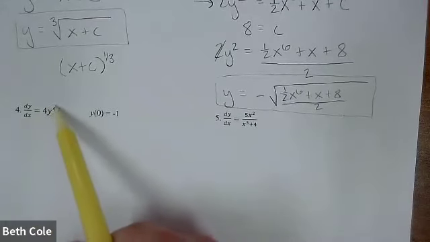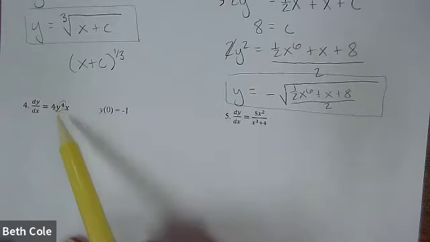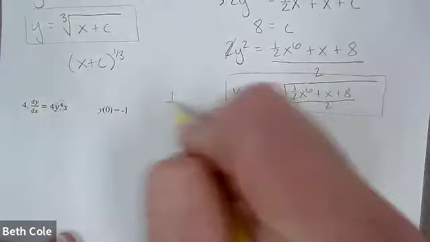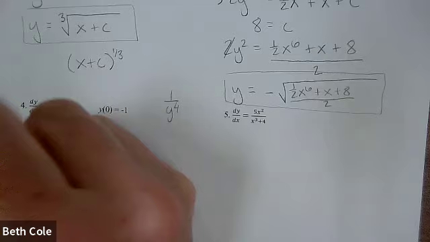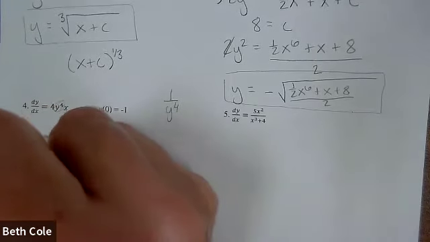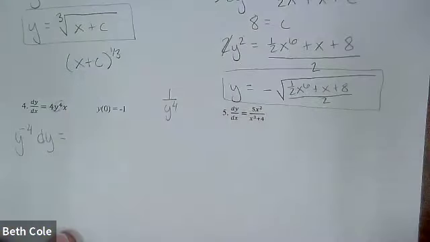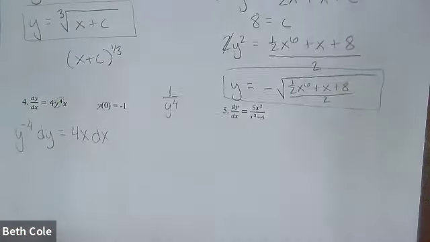Okay, try another one. I'm going to move this y to the 4th to the other side, but I'm not multiplying it this time. This time I am dividing it. So it would look like this. But I don't want to write it that way. I want to write it as y to what power? Yes, y to the negative 4 dy equals 4x, and I'm going to multiply the dx over, so dx.